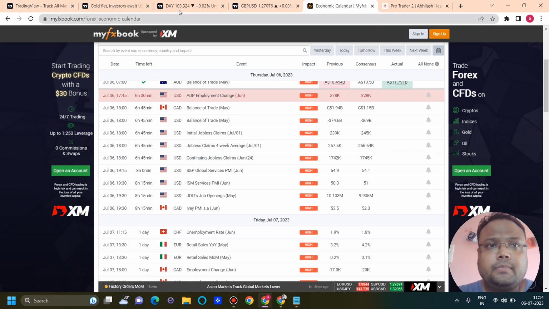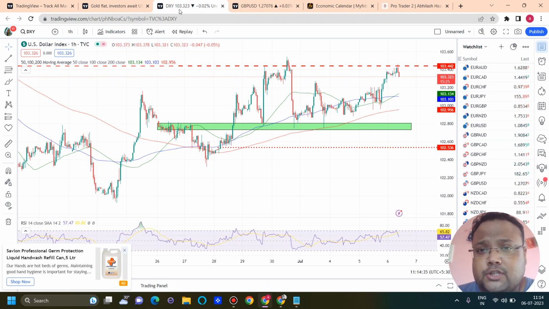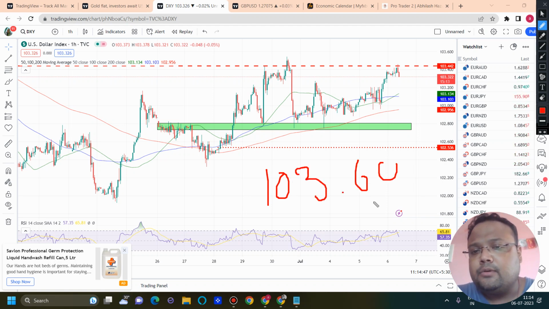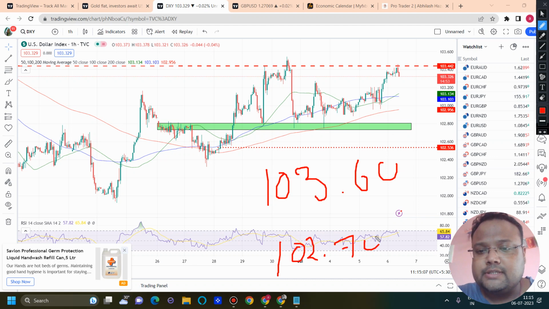And if you look at the chart of DXY, after FOMC DXY tried to move up, but it failed to cross the previous resistance. So the resistance of 103.60 is still very much valid, because DXY is also stuck in a range right now, 103.60 to 103.50, and then we have 102.70. This is the range of DXY.